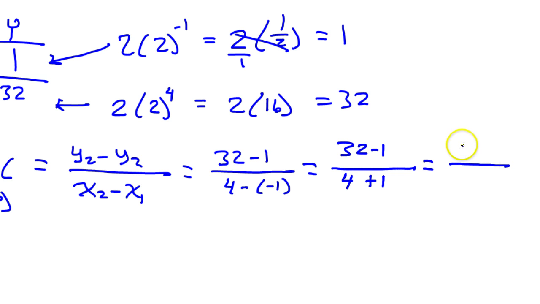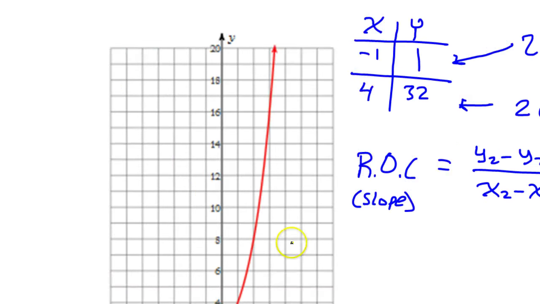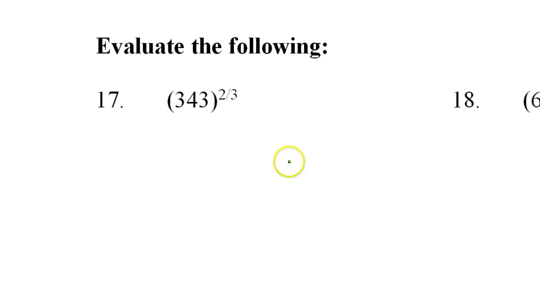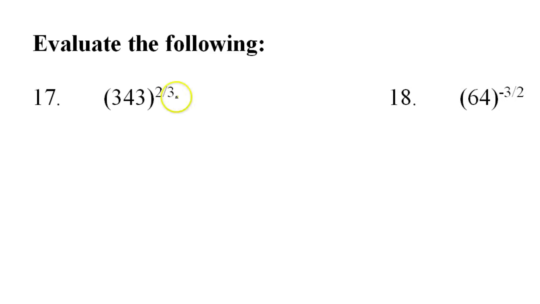So this is going to make 31 over 5, 31 fifths. Alright, this does not reduce, so this is the rate of change. As a decimal, that would be 6.2. Exactly, so that's okay. So that was the rate of change over that interval. So now we need to evaluate without using a calculator.